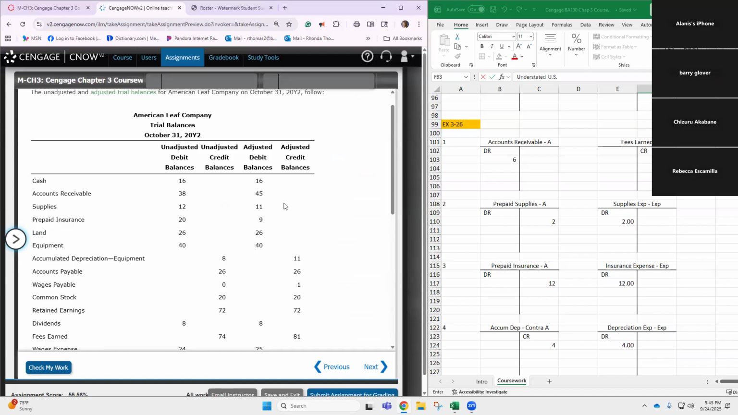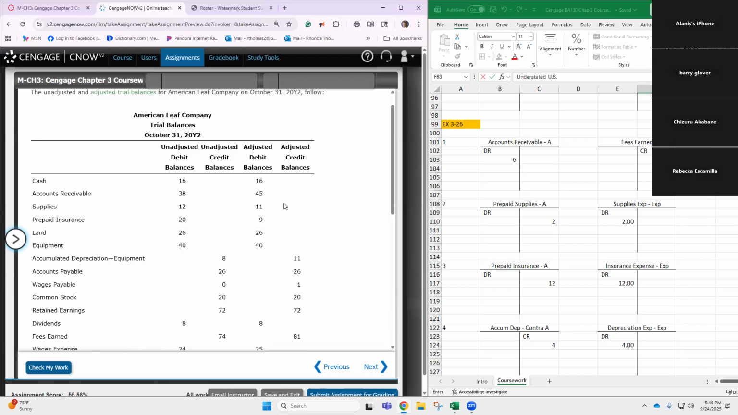Cash. Is cash ever adjusted? No, never. Accounts receivable. Did it get adjusted? It went from an unadjusted amount to a new adjusted amount. That's how you know that account got adjusted. So this is looking at both trial balances, right? This is the unadjusted one, and this is the new adjusted one. So cash wasn't affected by adjustments, but accounts receivable was.